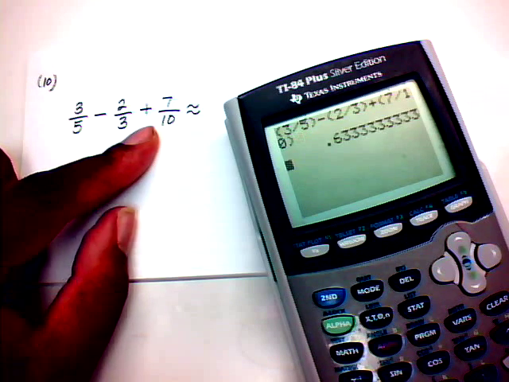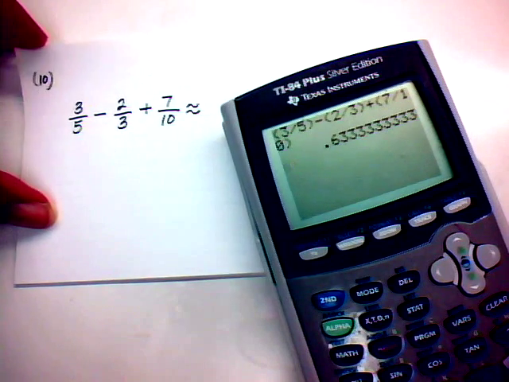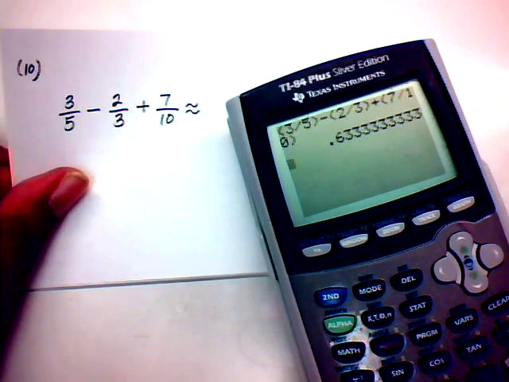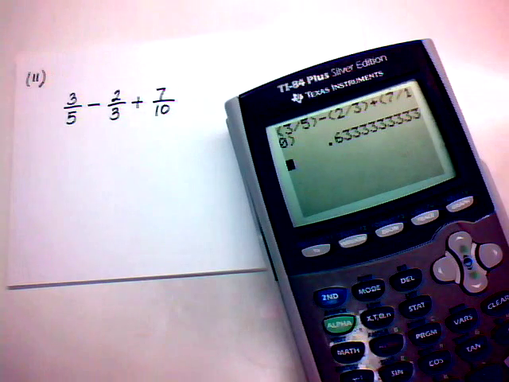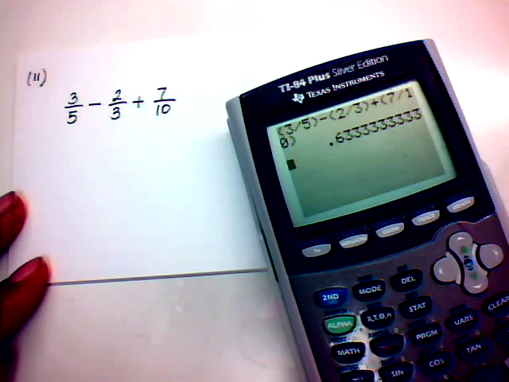And then hit enter. Now, this will be your final answer. Now, to 2 decimal places, it will be 0.63. So in your calculator activity, you are required to write this decimal value to 2 decimal places. So it will be 0.63 as your answer. All right, number 11 is the same problem. However, we're going to write this as a fraction in simplest form.